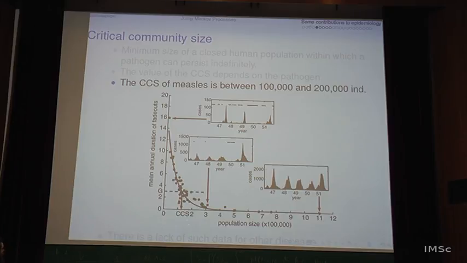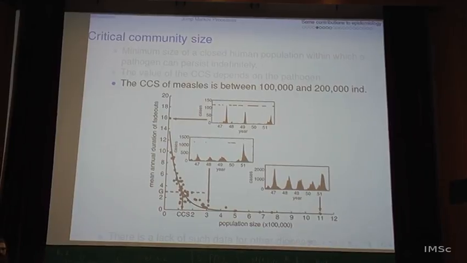So how do you define the CCS? Well, you look at the generation time of measles, which is around 3 weeks. You know that if you have two cases separated by more than 3 weeks, that probably means it's a reintroduction rather than continuous transmission in the population. So you can define a threshold here at 3 weeks and look on the x-axis at what population size corresponds to this threshold. You see that it's between 100,000 and 200,000, closer to 100,000. That is how you can determine the CCS empirically.